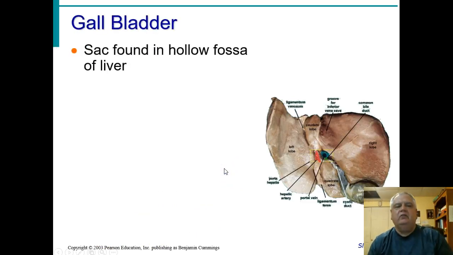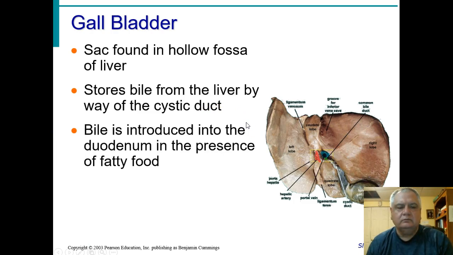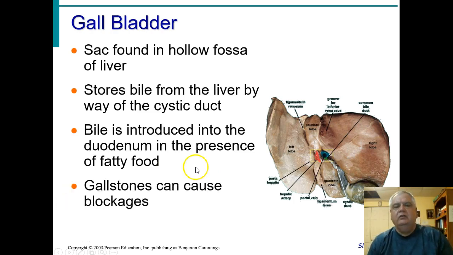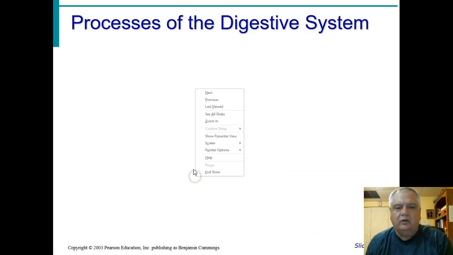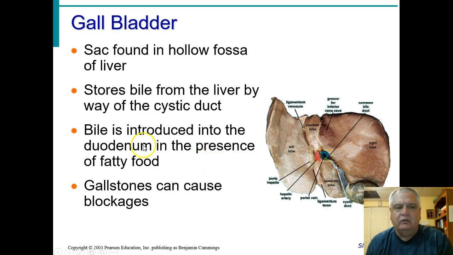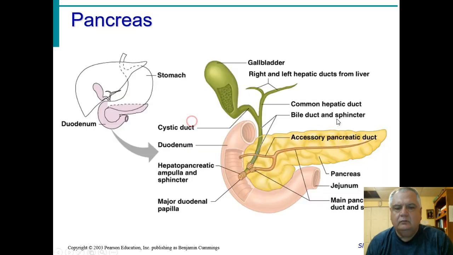The gallbladder itself is a sac found in the hollow fossa of the liver. There we can see the gallbladder. It stores bile from the liver by way of the cystic duct. Bile is introduced into the duodenum in the presence of fatty food. And gallstones can cause blockages in the gallbladder. Okay, so before we get on to processes, let me just talk a little bit more about the gallbladder. And if I could go back to this, here we go.